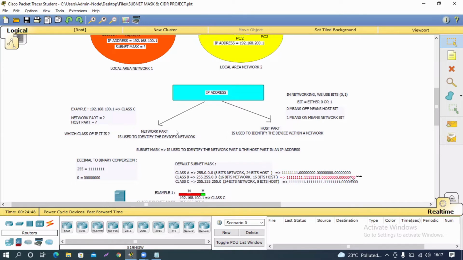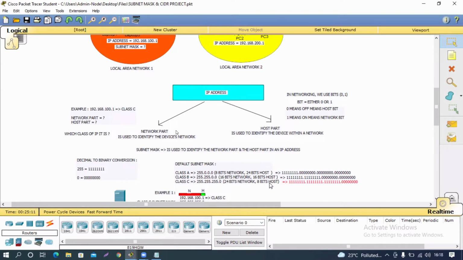Similarly, class B. How many ones are you seeing? Total 16, sir. And how many zeros? 16. So 16 host bits and 16 network bits, right? And similarly over here, how many ones? 24. So 24 ones means what? 24 network bits. And 8 bits are host bits.